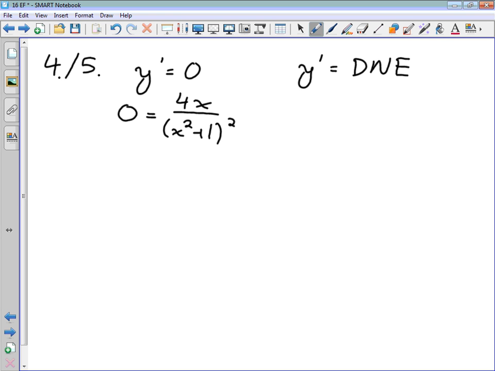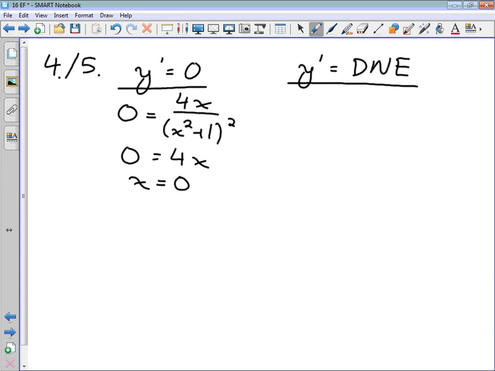What do you think, Arham? Well, we can cross multiply without expanding. So if we cross multiply, what are we going to get? 4x equals 0. Yeah, so again, we're only interested in the numerator here. And what's our solution to this? x equals 0, yeah. So one of our critical numbers is x equals 0. Are there any points where y prime does not exist?